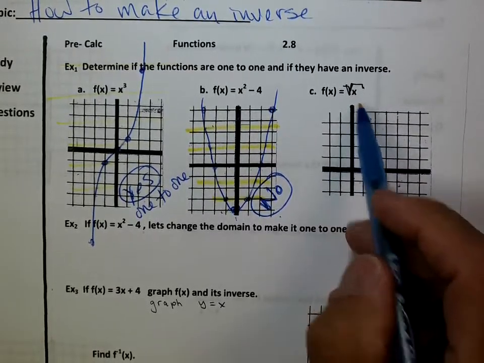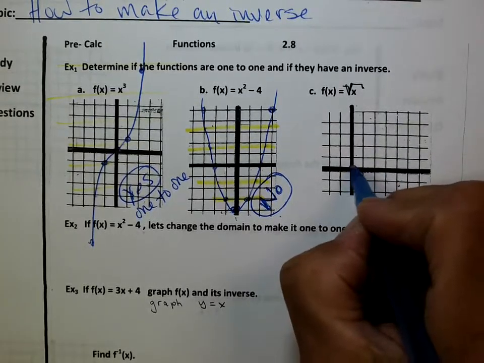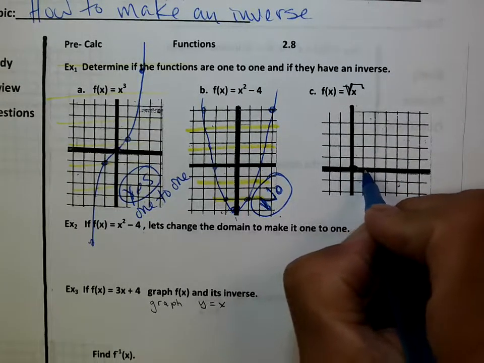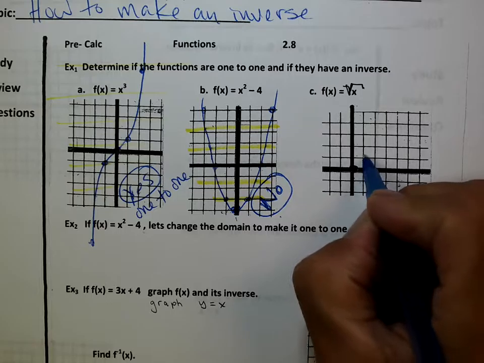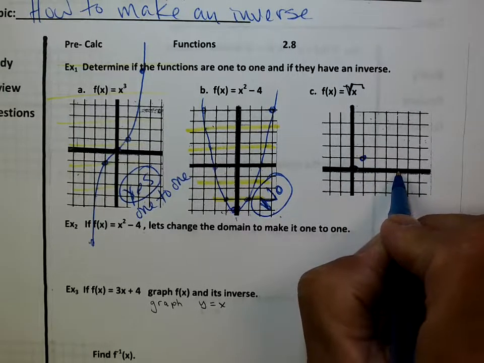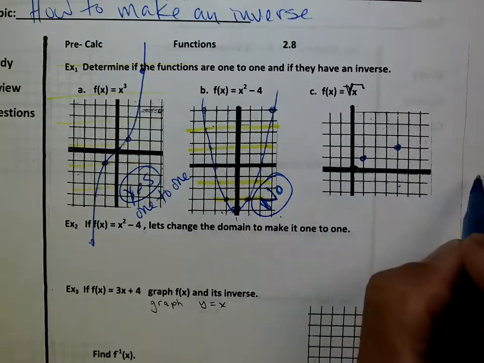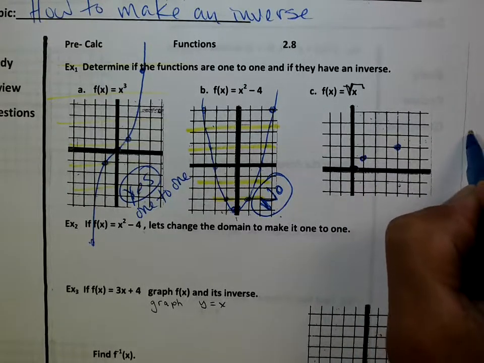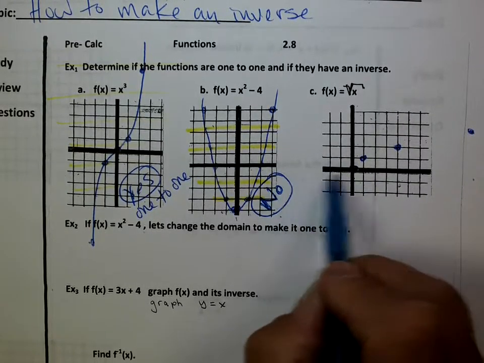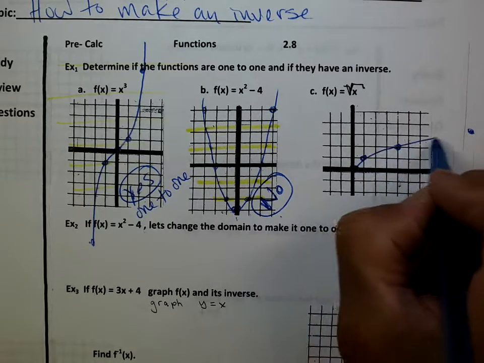C, the square root graph looks like this. Square root of 0 is 0. Square root of 1 is 1. I'm going to jump all the way to 4 because I like 4 better than 3 and 2, because the square root of 4 is 2. The square root of 9 is 3. Okay, now I can't do negative square roots, can I? I can't do negative square roots, so my square root graph looks like this.